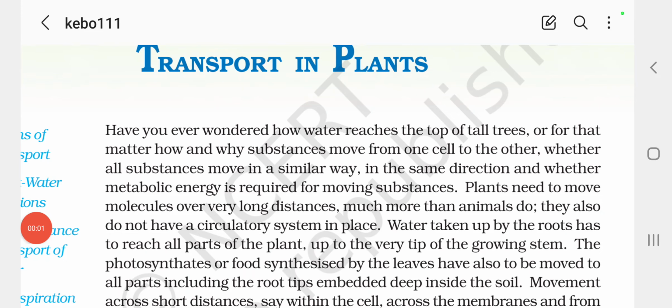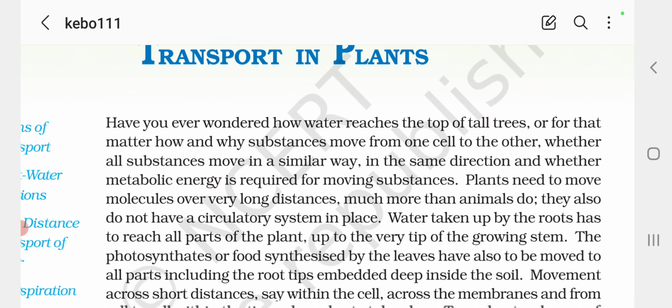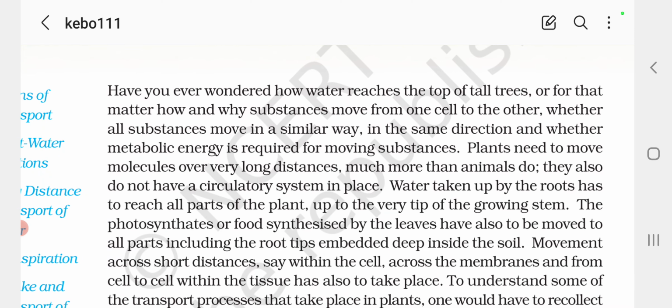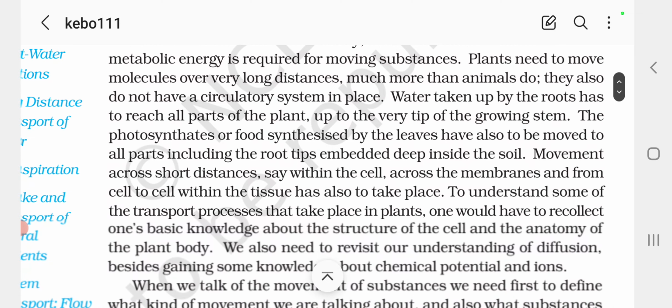Transport in plants, chapter number 11. Have you ever wondered how water reaches the top of tall trees? Or for that matter, how and why substances move from one cell to the other? Whether all substances move in a similar way, in the same direction, and whether metabolic energy is required for moving substances. Plants need to move molecules over very long distances, much more than animals do.